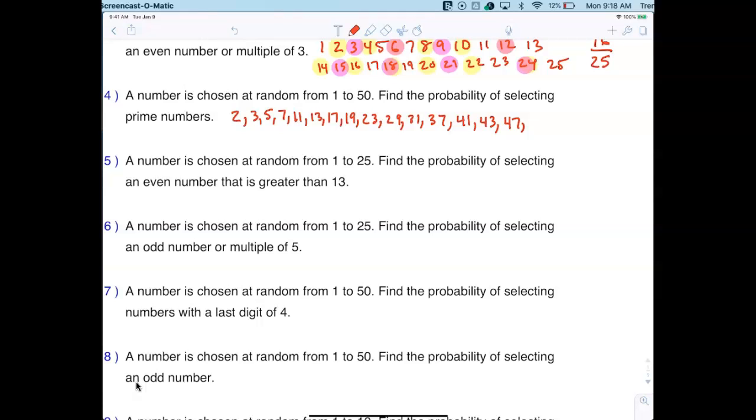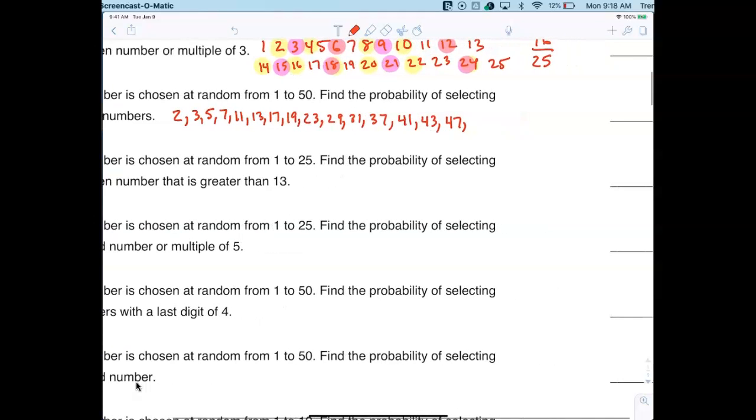Now I need some help. How many is that? 16. You guys have got to count them up now. I can't have 3 people tell me 3 different answers. 15. So 15 out of what? Which is the same as 3 out of 10. Everybody okay with that?